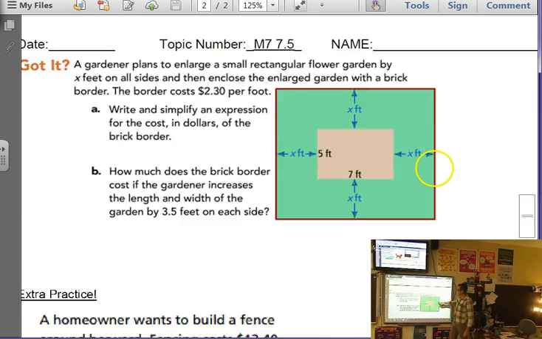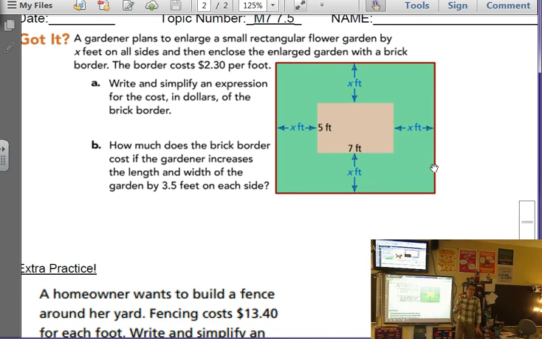Hey, you need to look up here because you don't have colors on your paper. Costs too much to print like that. A gardener plans to enlarge a small rectangular flower garden by X feet on all sides. The border is going to cost $2.30. So this is the existing garden. We want to know, write a simplified expression for the cost in dollars of the brick border.